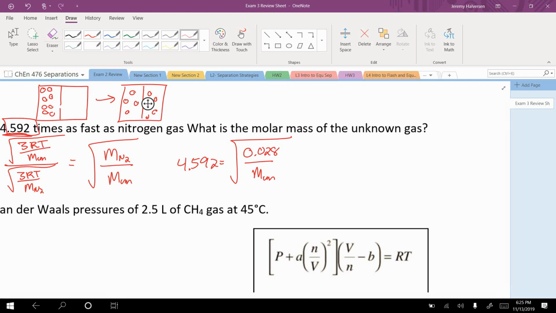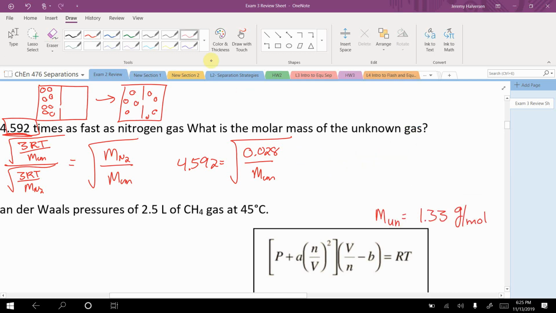Oh, wow. That doesn't make any sense. But the mass of my unknown gas is 1.3. Oh, I guess it doesn't make too little sense. 33 grams per mole. That's not a thing. But yeah, I just solved. Do you want to see me solve?